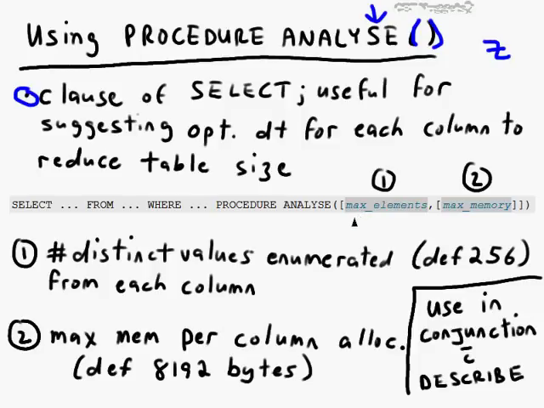The first one is called max elements, and if you put in an integer here, this caps the MySQL parser at a maximum number of distinct values that are enumerated. The default value is 256 from each column. And what this does basically is it looks for distinct values in each column, just like I said, in terms of seeing if it will suggest the enum data type for you.